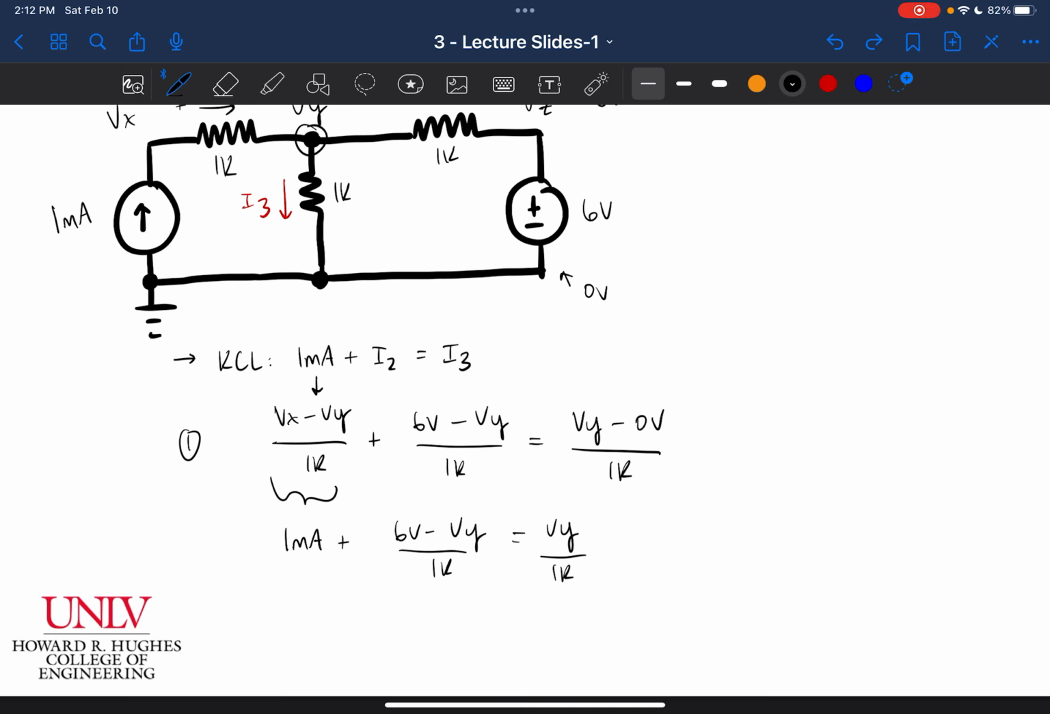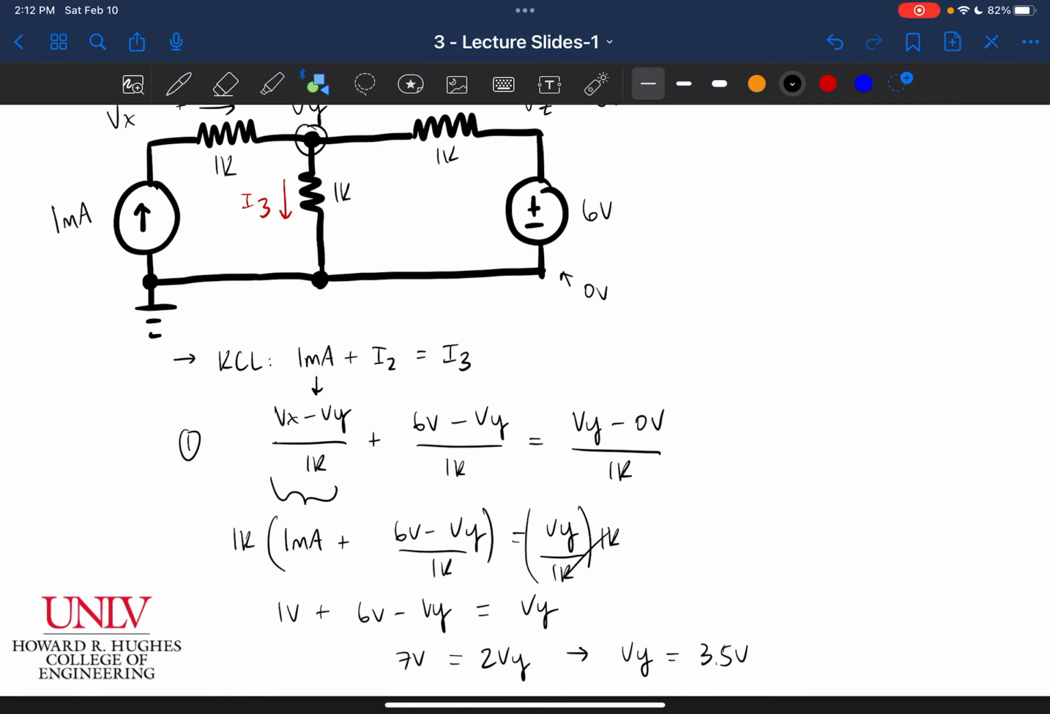Okay, so let's solve for Vy real quick. I'm going to multiply both sides of this equation by 1K to get rid of all my fractions. So 1K times 1 milliamp gives me 1 volt. My 1K cancels here, so I get 6 volts minus Vy equals Vy. Okay, so I get 7 volts on this side, I get 2 Vy on this side, which means that Vy is equal to 3.5 volts. Okay, so I found, oh, I want it to be a nice little box.